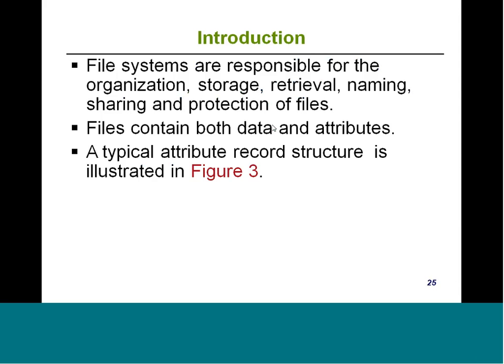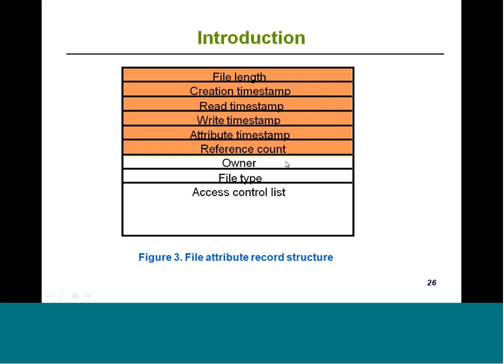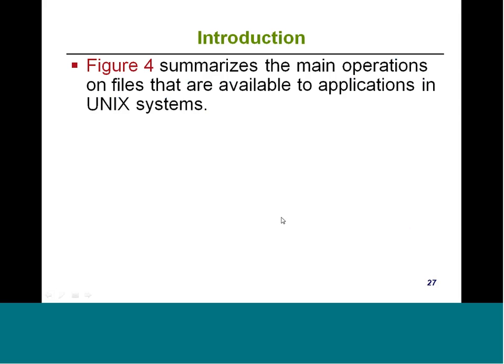So now let's look at what a file record structure looks like. The key things that we want to record are the file length and a creation timestamp. If it is read multiple times, or when it was last read, that's a read timestamp. After creation, if it is written again, then there is the write timestamp, and then there are some attribute timestamps, and then the reference count. And then there are some additional ones, which are the owner, the file type, and the access control list. This is typically the record that is kept as part of the file, and we can access these various parameters to get the values. These are done through operations.